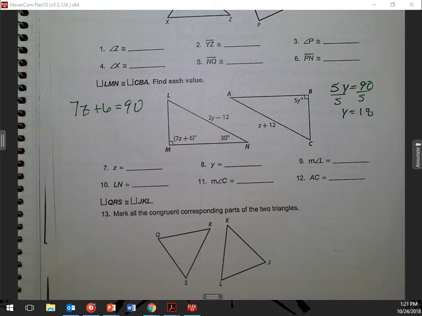Alright, so we're doing all this by ourselves now?